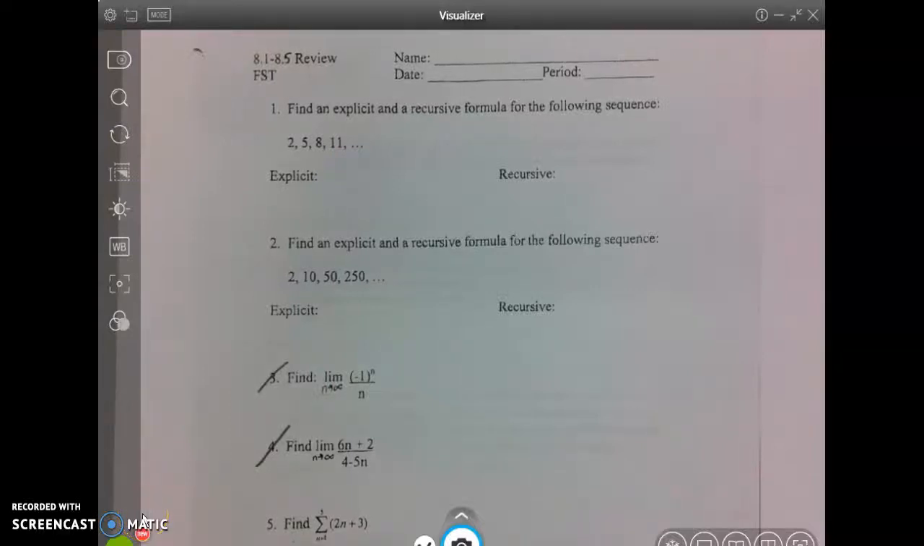Alright, so this is our quiz review 8.1 to 8.5. Let's start off with number 1. It says to find an explicit and a recursive formula for the following sequence: 2, 5, 8, 11.